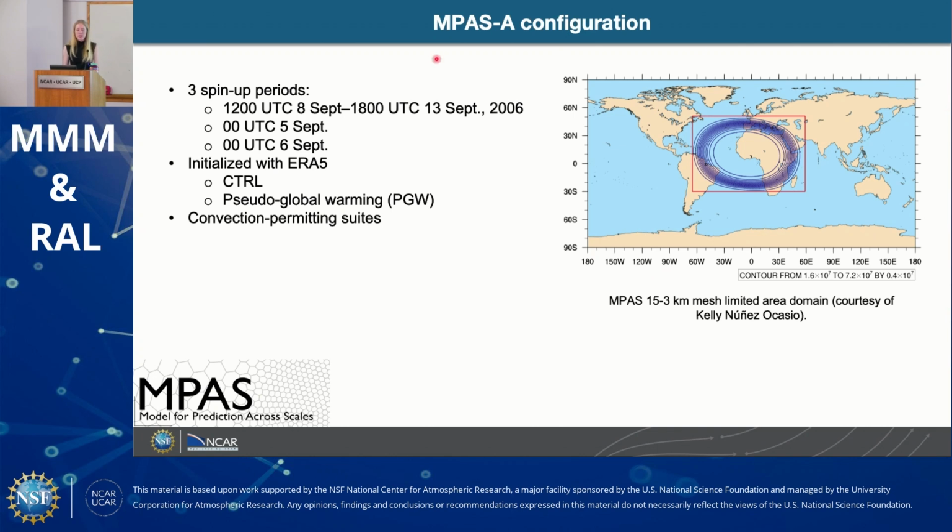In order to do this, we use MPAS for our simulations. We have 3 spin-up periods to make sure what we're seeing is not just an artifact of spin-up. Essentially we're using September 5th, September 6th, and September 8th, and we're running it through September 13th, 18 UTC. We're using a limited area domain with a 15 to 3-kilometer mesh centered basically over Africa, and you can see we're also capturing parts of the tropical Atlantic. We're initializing this with ERA5 reanalysis data for both control and PGW experiments. Because we have 3 kilometers for our inner mesh, we're using the convection-permitting suites in MPAS.